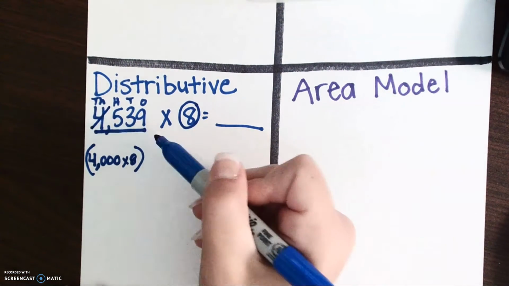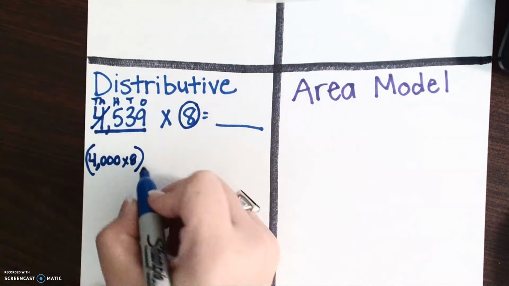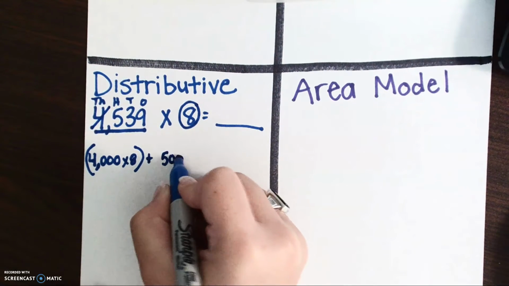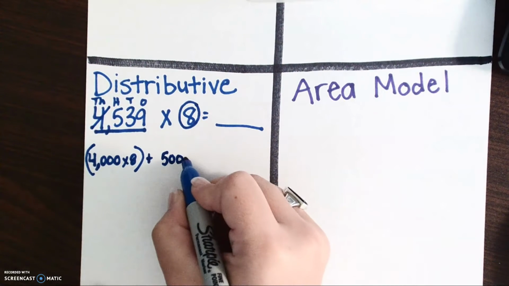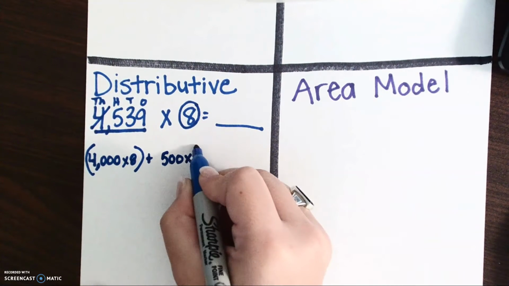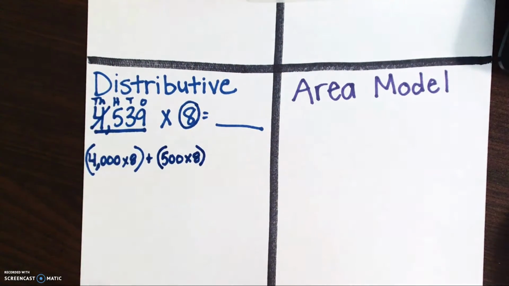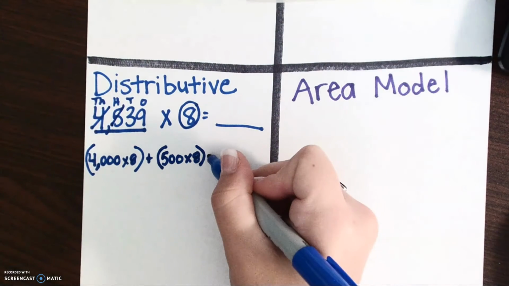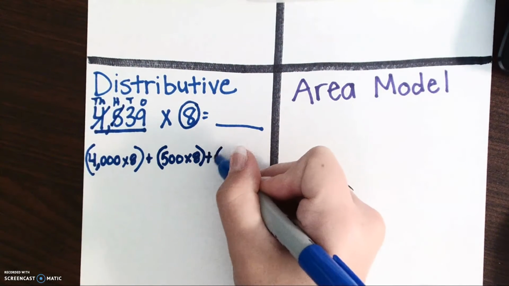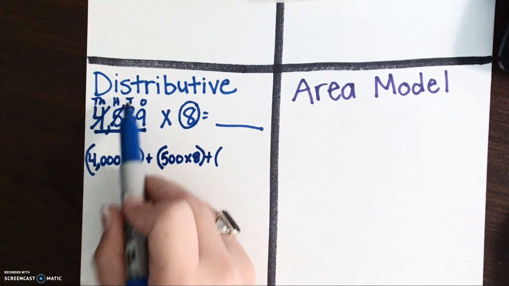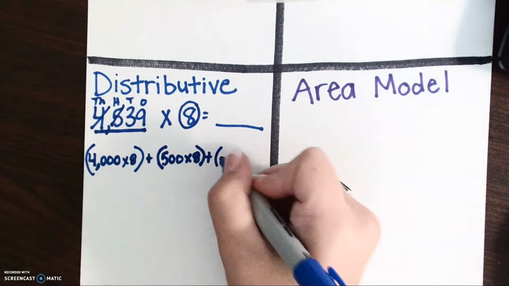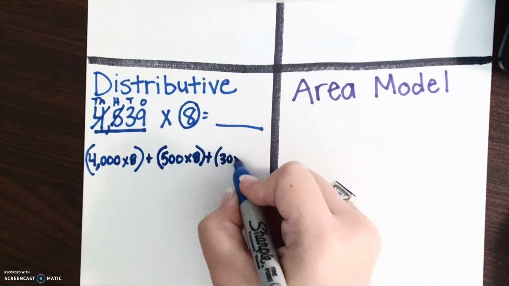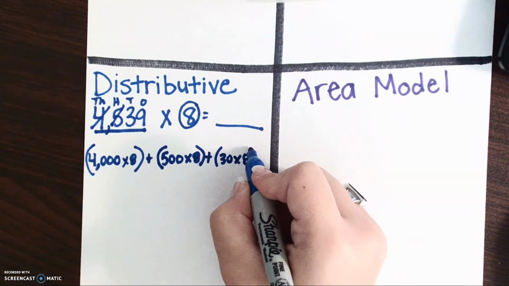So I did my 4. Now my 5. It's in the hundreds place. Right? So I have 500. That 8's going to go visit it. 500 times 8 gives them a big hug. Okay, I did my 5, plus another group. My 3 is in the tens place, so it's worth 30. So 30, my 8's going to go visit it, times 8.